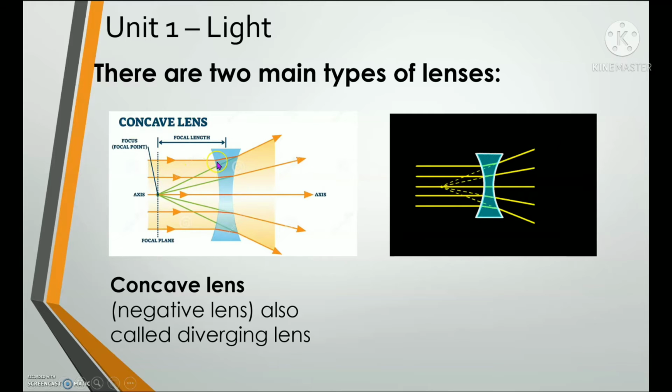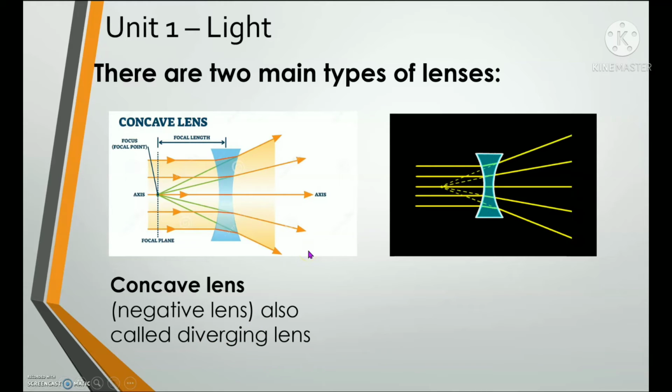When they enter the concave lens, the light rays slightly bend toward the normal line. All the light rays, after refraction, diverge, meaning they go away from each other. Diverge means they go away from each other.